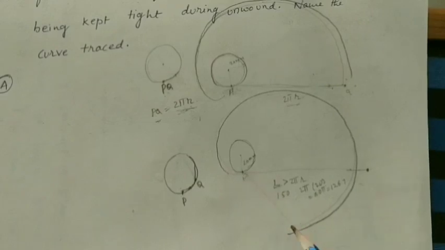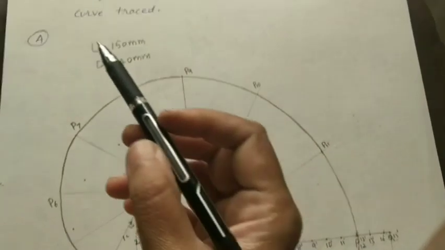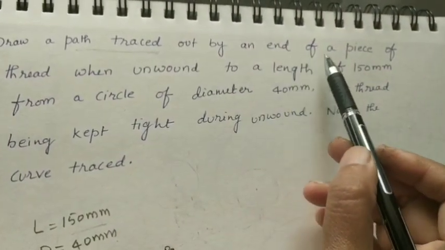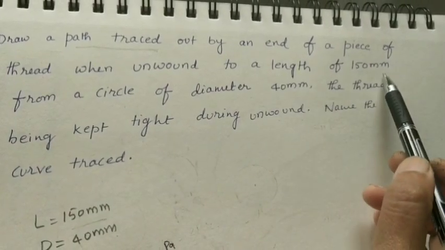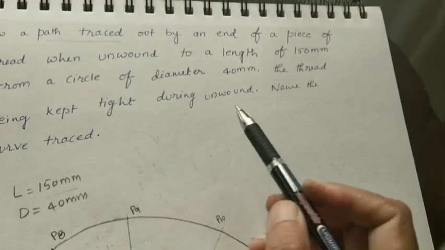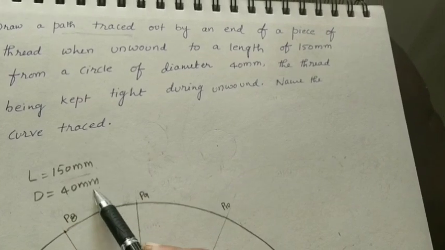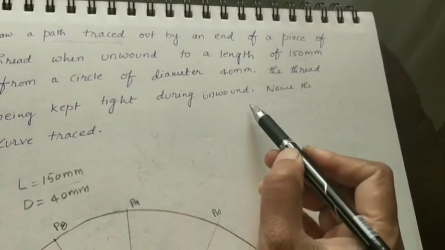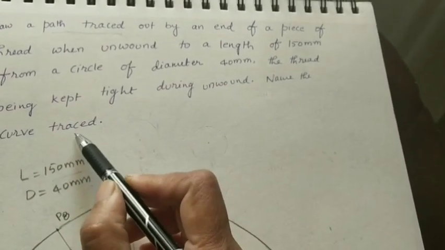This is the P point and this is the path of the Q point if you are taking more length of the thread. Here, draw the path traced out by an end of a piece of thread when unwound to a length of 150 mm from a circle of diameter 40 mm, the thread being kept tight during unwinding. Name the curve traced. By using this data, the name of this curve is involute.